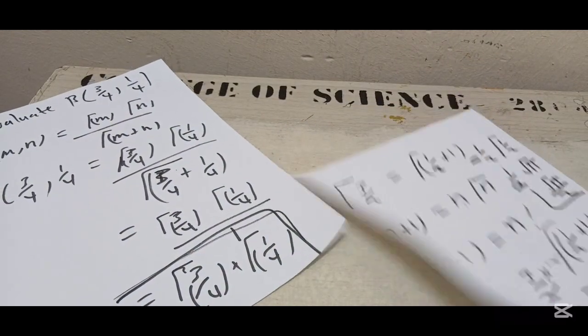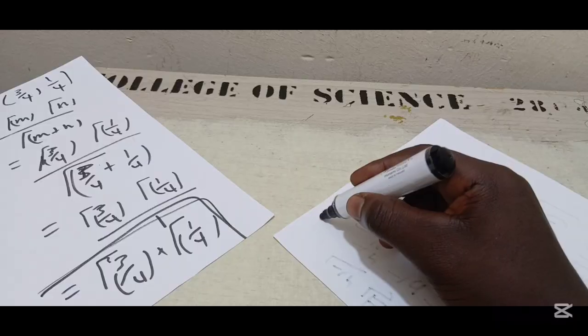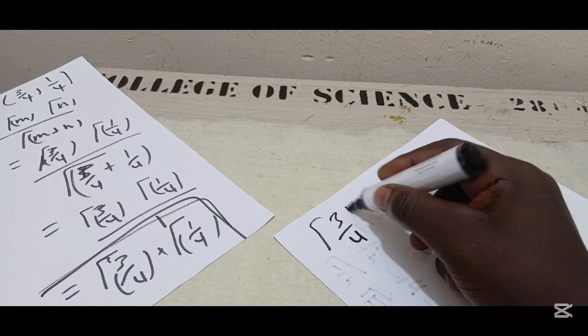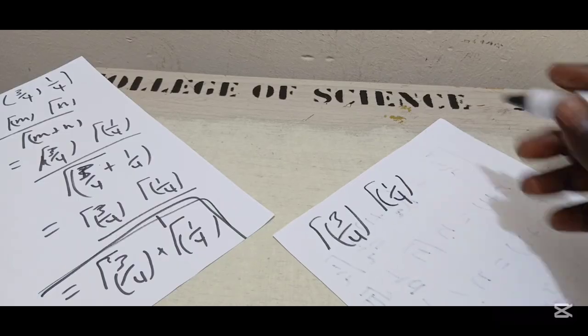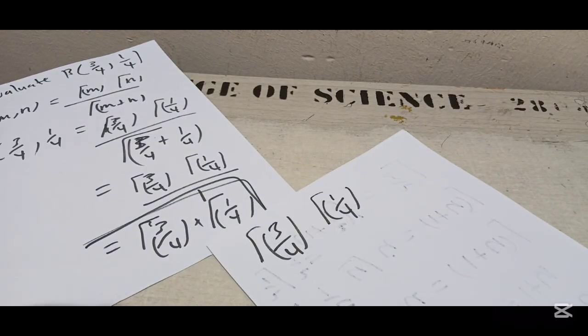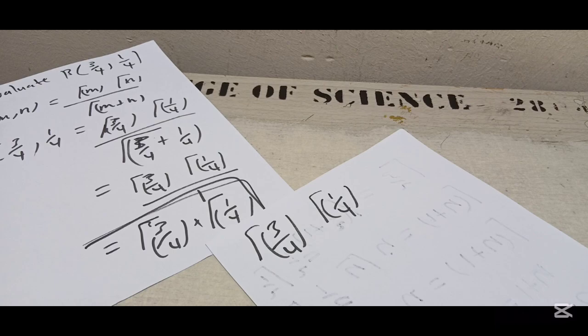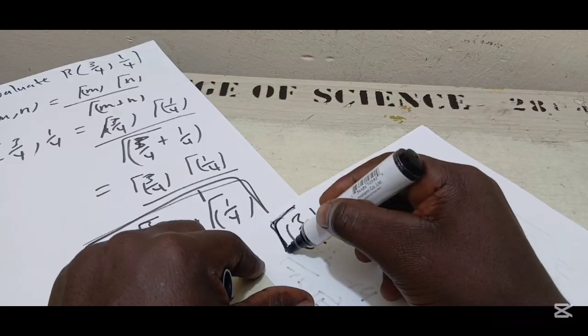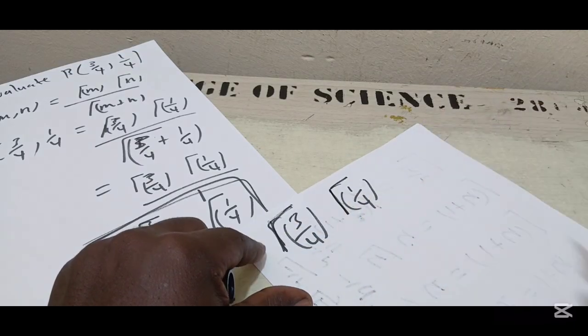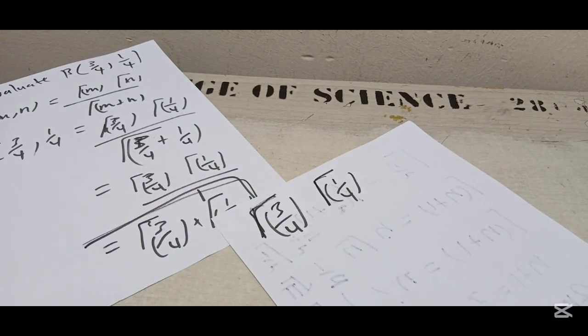Let me rewrite this work here. So we solved up to this point. We are getting two gamma functions and they are multiplying. And if we see any two gamma functions multiplying like this, try recalling Euler's reflection formula.